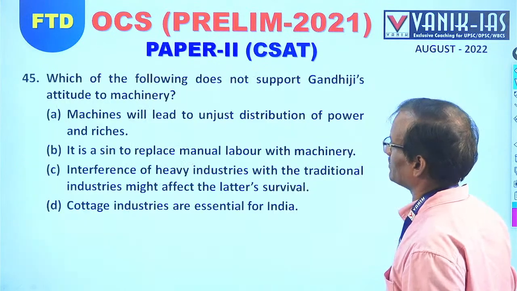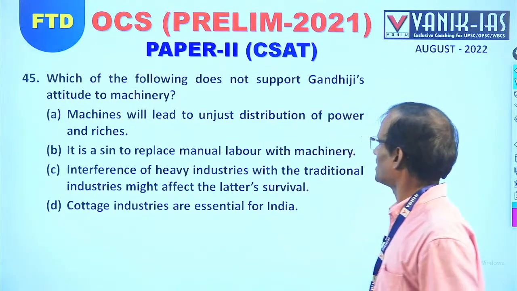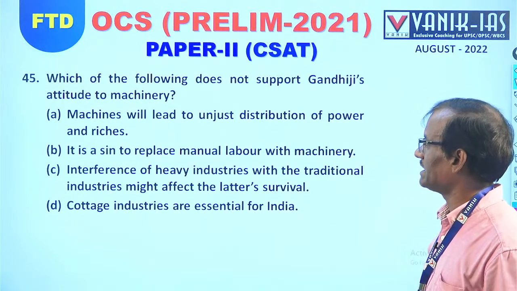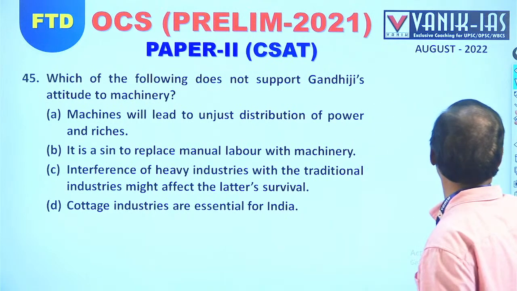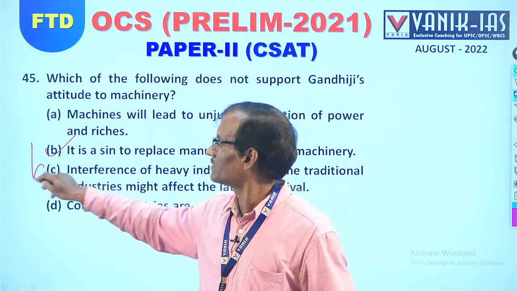So the next question will be 45. Which of the following does not support Gandhiji's attitude to machinery? I have done the answer. It is a sin to replace manual labor with machinery. It is a sin, so he was opposing that. So the answer will be B.